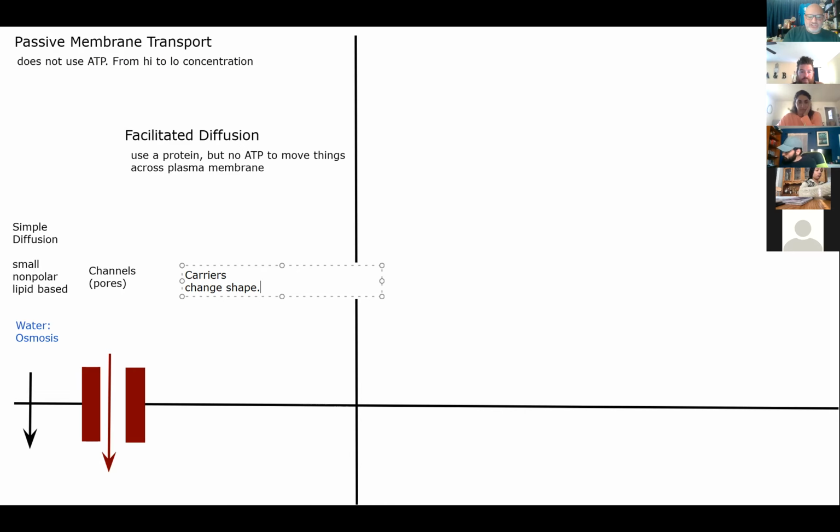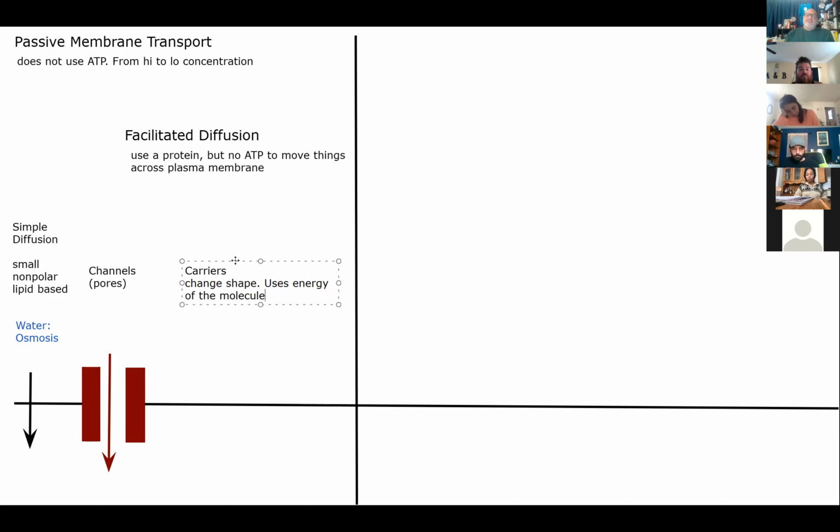Basically, a carrier changes shape, but it uses the energy of the molecule. It is not using ATP. This is still a passive process. Now, this is typically used for larger molecules like glucose. Glucose is a great example of this. Glucose is a really big molecule. So if you just had a channel in your cell that would allow glucose to pass through it, all sorts of other stuff could get in and out as well. And that would be a bad thing.